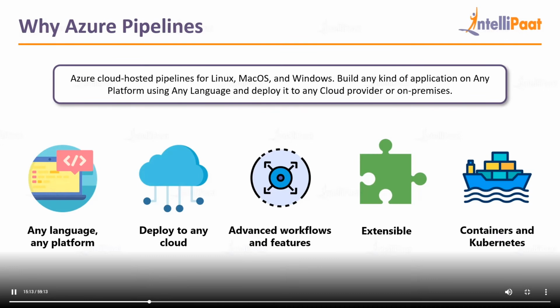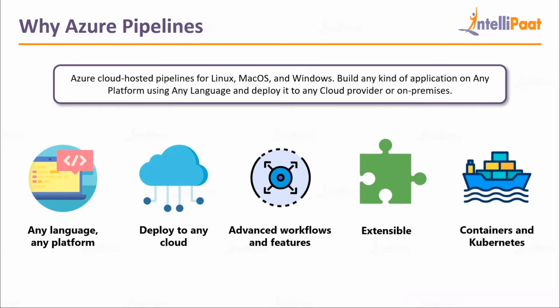You can use Azure pipelines to deploy that code into an AWS server as well. So the first thing, any language, any platform. So you don't need to worry about which code you are writing in and which platform you are creating it in. Second, deploy to any cloud. If you want to use Google Cloud for deployment or AWS for deployment, you can do that. You don't need to be in a vendor lock-in with Azure.